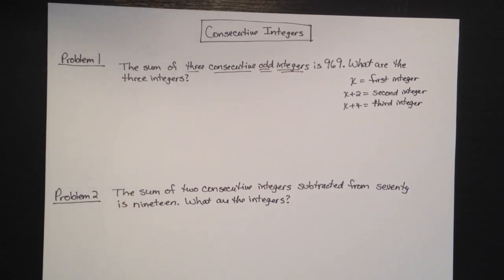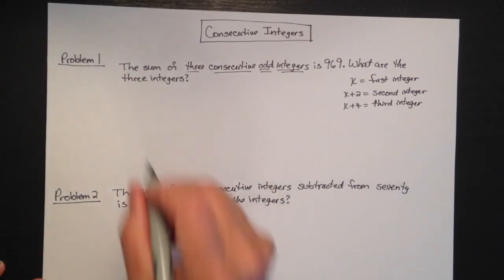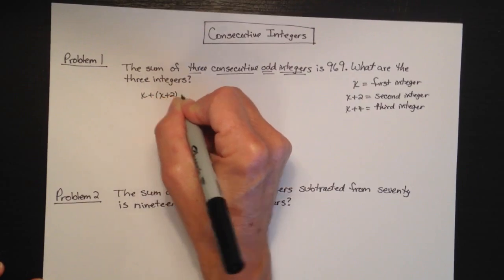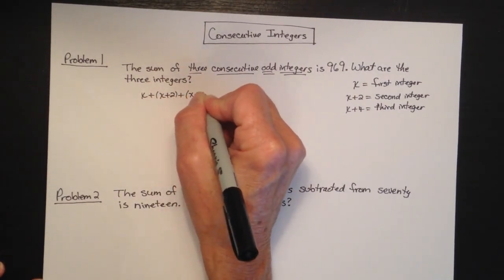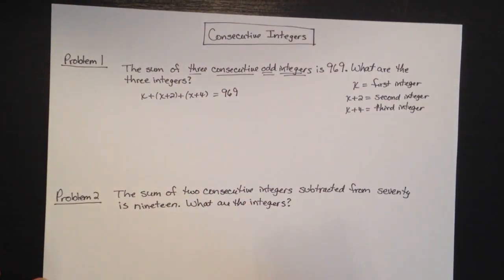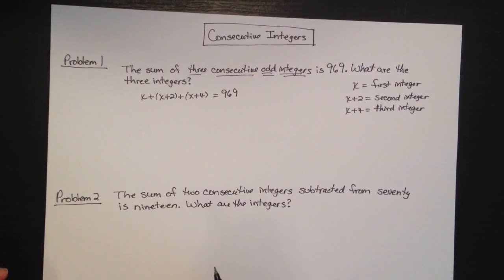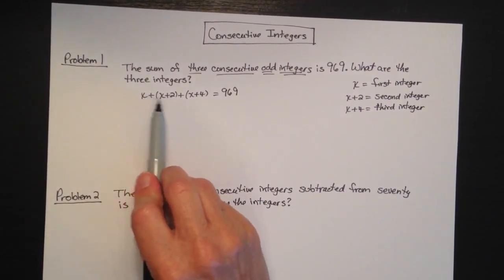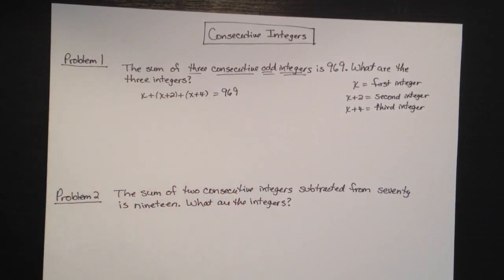So when we read the statement, it says the sum of 3 consecutive odd integers, so we're going to add them together, is 969. So when we translate this statement, it looks like this. The first integer plus the second one plus the third one equals 969. And we have this equation we can solve. Whenever you have something in parentheses and right before the parentheses is a positive 1, you really don't need those parentheses, so I can remove them.